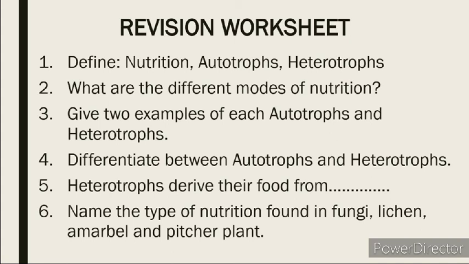Now the next question is: differentiate between autotrophs and heterotrophs. You have to write first the definition and the second point will be the examples. You have to write this answer in 2 points. And number 5 is: heterotrophs derive their food from other plants and animals. And number 6 is: name the type of nutrition found in fungi, lichen, amoeba and pitcher plant. You have to write whether it is autotrophic mode of nutrition or heterotrophic mode of nutrition.